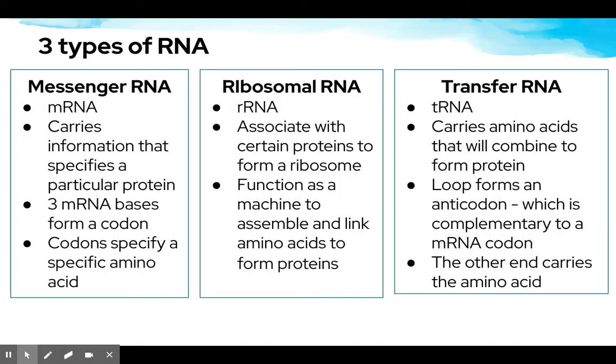So, three types of RNA. We have our messenger RNA or mRNA, ribosomal RNA, and transfer RNA. Our messenger RNA is the actual RNA that carries the information about a specific protein. This is what's transcribed from DNA, and three of your mRNA bases form a codon, and it's these codons that are going to specify the specific type of amino acid. Those amino acids are the building blocks of our proteins.